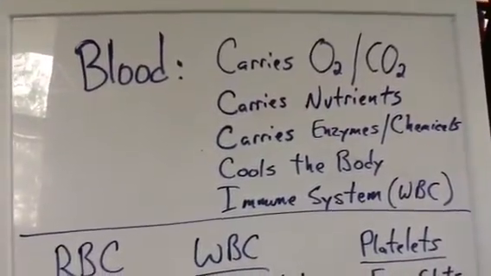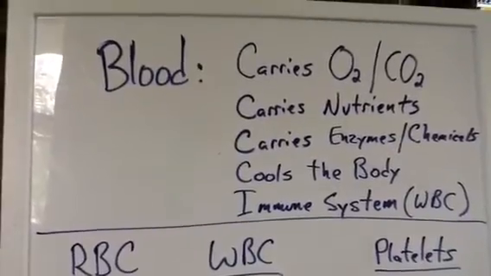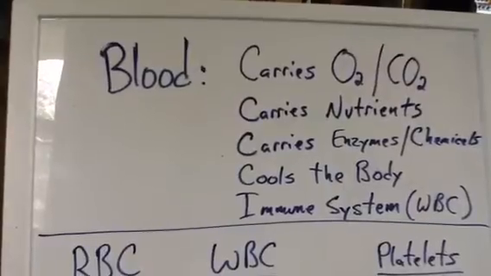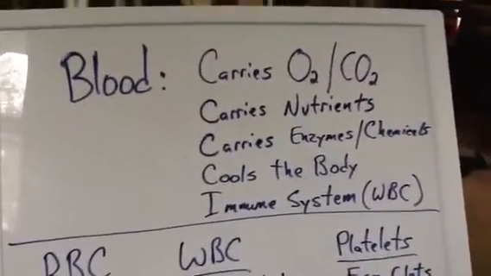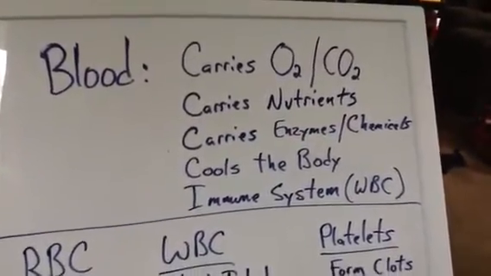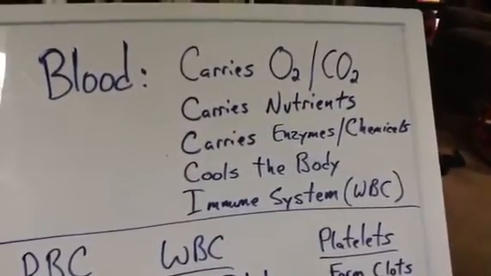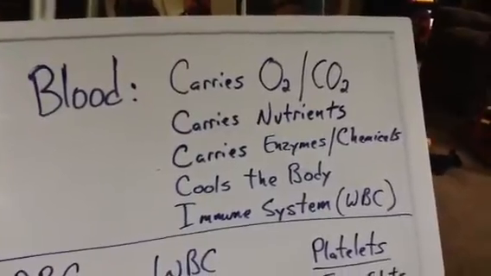Okay, question number 5. Describe functions of blood, describe makeup of blood, including both liquid and solid parts, and explain the function of each. Okay, so essentially, here's what your blood does. It carries oxygen from the lungs out to the body, and carbon dioxide from the body's cells after respiration is over with, back to the lungs to be expelled from the body.